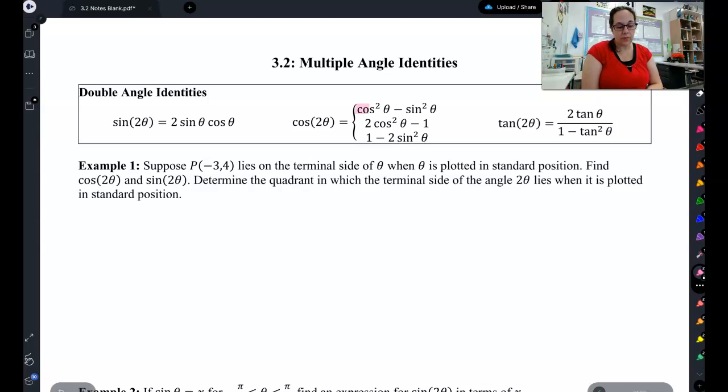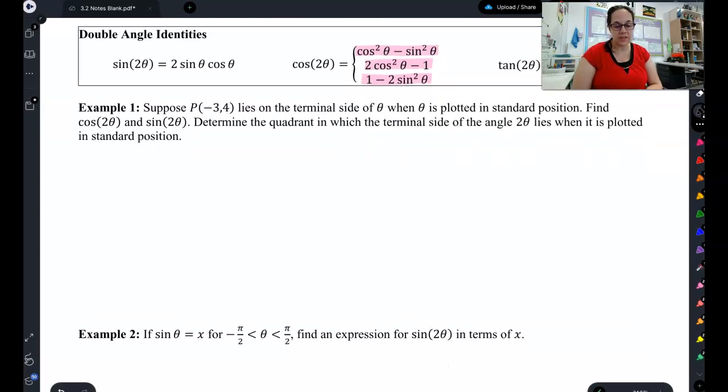Notice we have 3 different versions for cosine of 2 theta, and we'll do an example in just a second to show that you can use any of those versions to get to the same answer. Then we also have tangent of 2 theta. Yes, you do have to memorize all of these. They will be on your memory test. So understanding that, let's try an example where we use them.